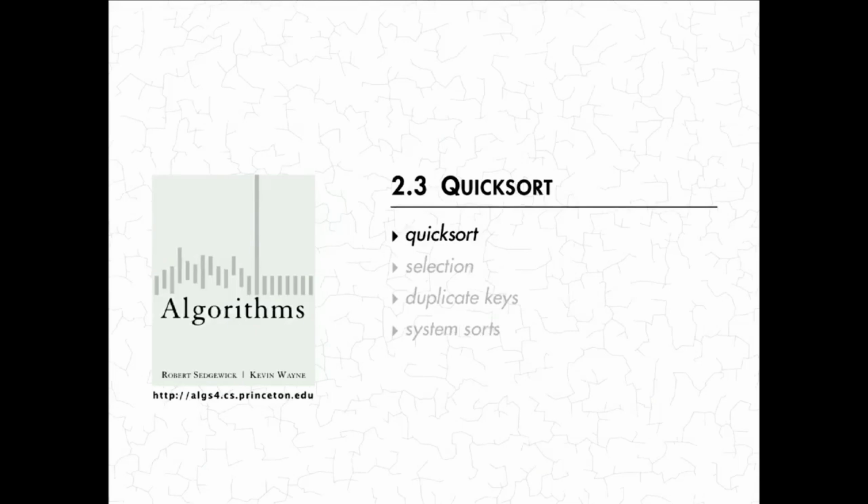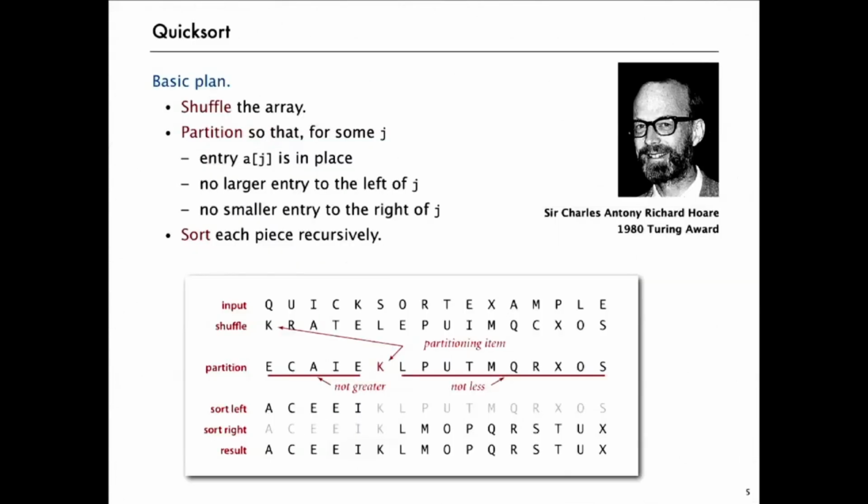So what is the QuickSort method? It's also a recursive method, but the basic idea behind QuickSort is that it does the recursion after it does the work, whereas merge sort did it before it did the work. So the idea is first randomly shuffle the array. That's an important step that we'll talk about later. And then partition the array.